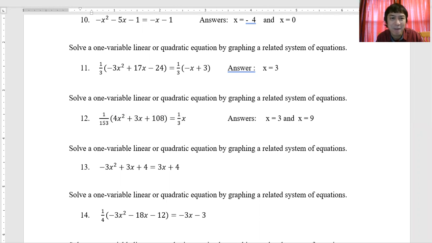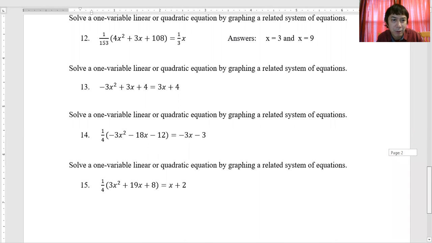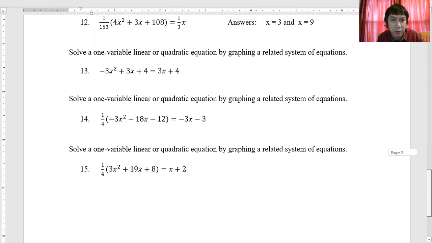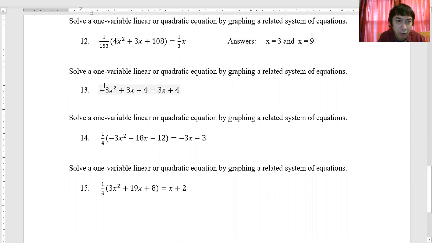Very quick, huh? All right, let's continue with number 13. We only have 3 more numbers. Let's do number 13 now. Solve a one variable linear or quadratic equation by graphing a related system of equations. Let's get the equation and proceed to the Desmos screen.